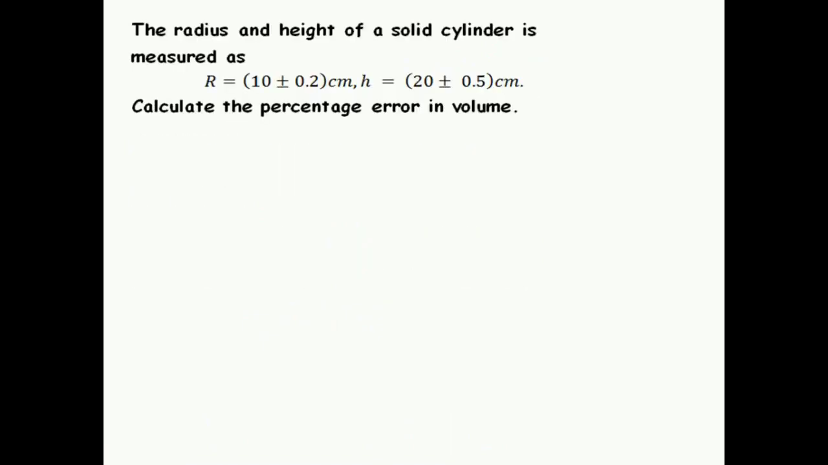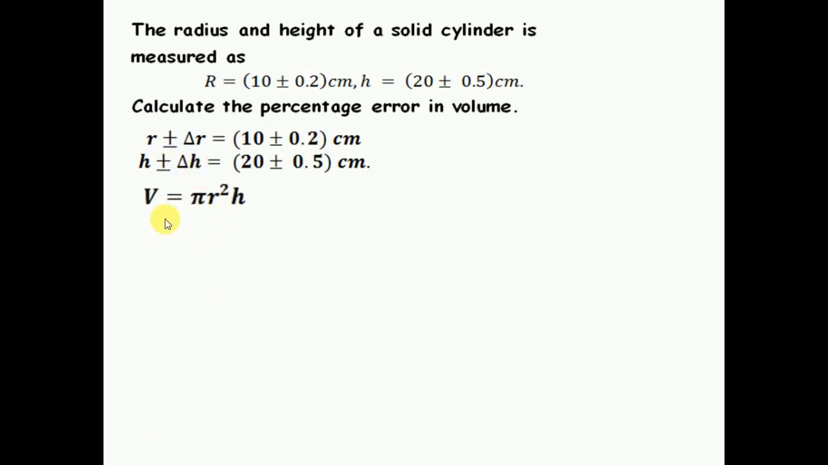Now the radius and the height of a solid cylinder are measured as 10 plus minus 0.2 centimeter and height is equal to 20 plus minus 0.5 centimeter. Calculate the percentage error in volume. So two things are given. R plus minus delta R is this, H plus minus delta H is this. So volume is pi R square H.